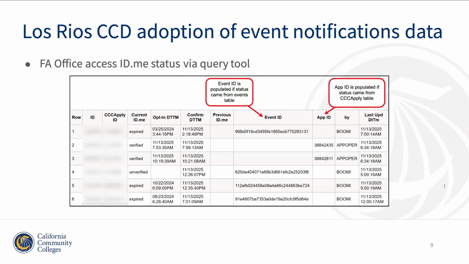That means it's come from the application. So that is pretty much the data structure we have, and later Brad can go into more detail. That's the local customization: we built the logic to calculate the latest ID.me status, so our financial aid office can leverage this information to validate their students. I think I'm ready for the next step.